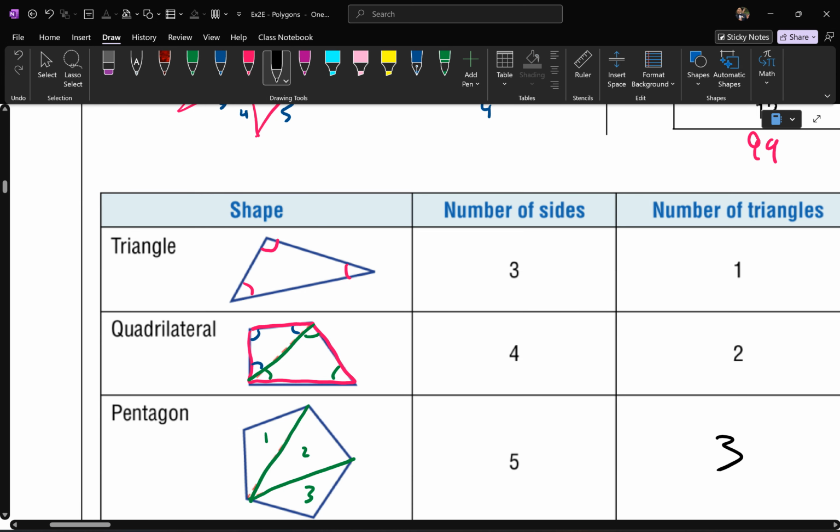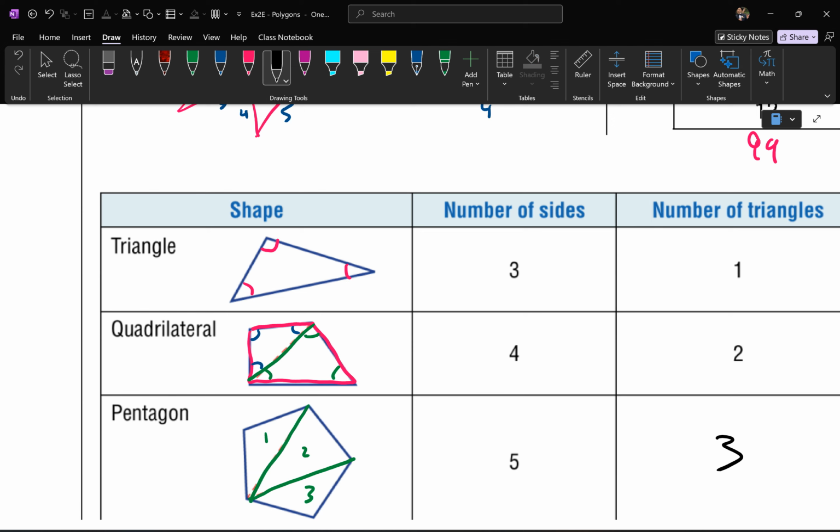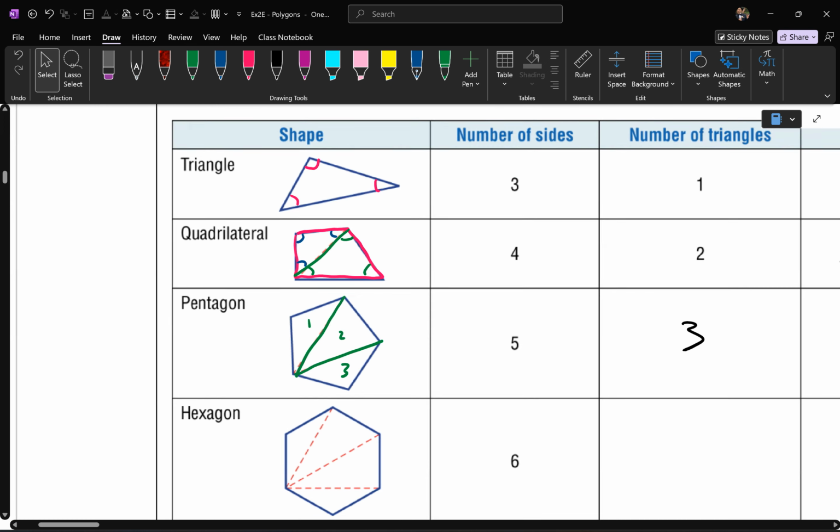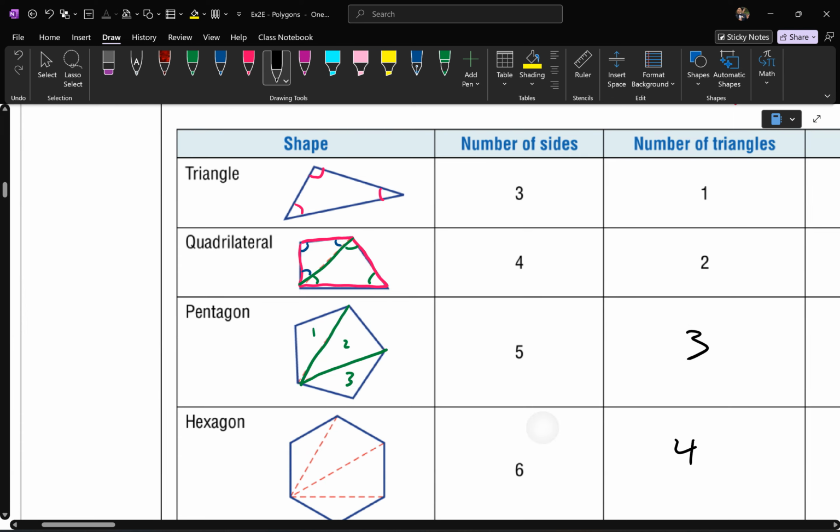3 gives you 1. 4 gives you 2. 5 gives you 3. How many triangles do you think 6 would give you? 4. So the next one's 4. What's the pattern?